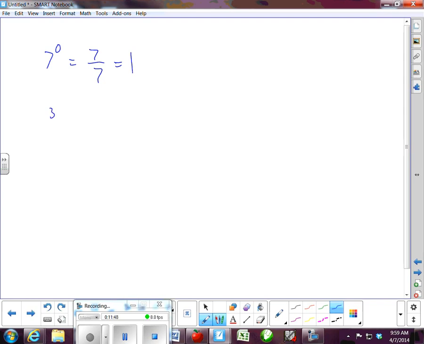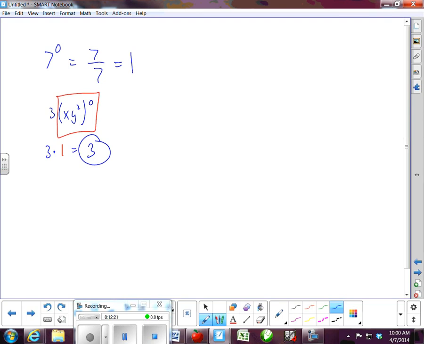Something like this. 3 times the quantity xy squared to the 0. Well, again, remember, the exponent only applies to its base. This is a 3 times an xy squared to the 0 power, which is what? An xy squared over an xy squared. And the box becomes a 1, but 3 times 1 is 3. So be careful on a problem like that. Be very, very careful on a problem like that.